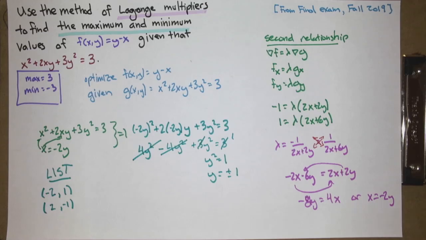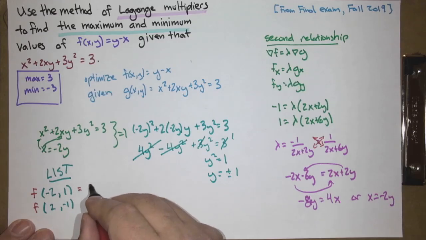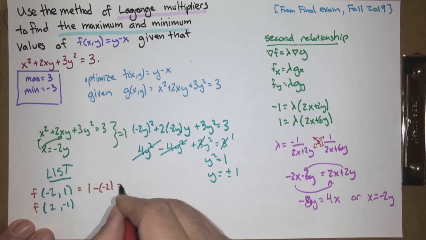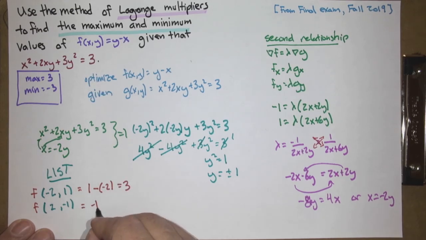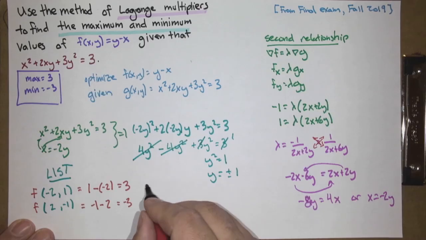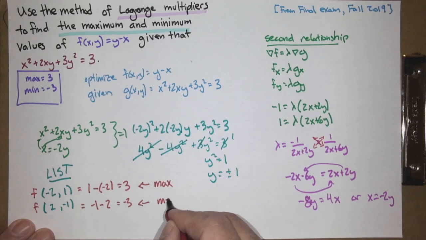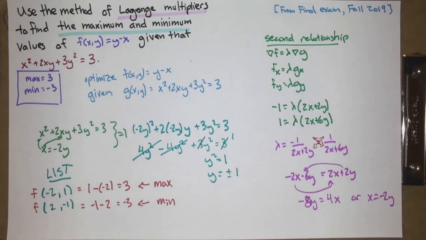So we're almost done, but not yet. Our last thing to finish this problem off before we move into the next topic: what do we do with these points? Plug them into f. So this is our y minus x. So y minus x is 3. Y minus x is negative 3. And then you just say, I can see 3 is a big number, and negative 3 is a small number. And that's how we get to the answer.